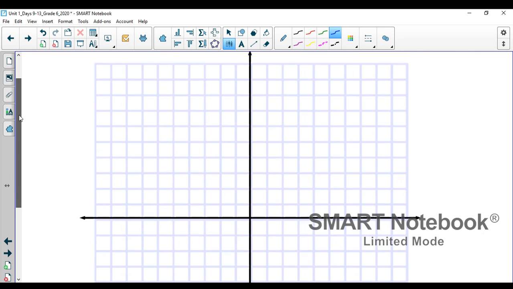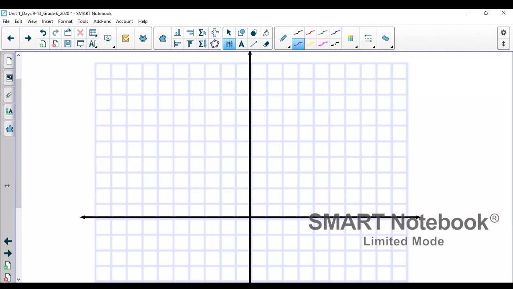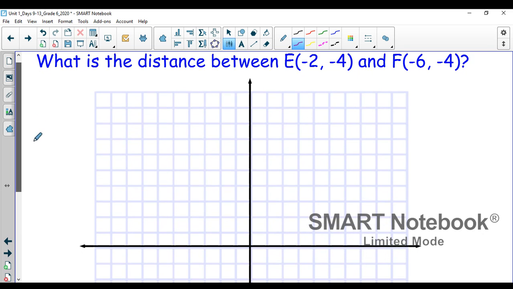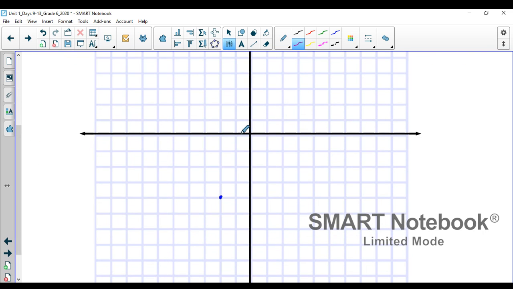Third example, (-2, -4) and (-6, -4). So (-2, -4) means I need, on my coordinate grid, to go 2 left and 4 down. So 2 left, 1, 2, 4 down, 1, 2, 3, 4, right here. My second point is (-6, -4). So I go 1, 2, 3, 4, 5, 6, down 1, 2, 3, 4, and then I count the units apart. 1, 2, 3, 4. So those 2 points would be 4 units apart from each other.